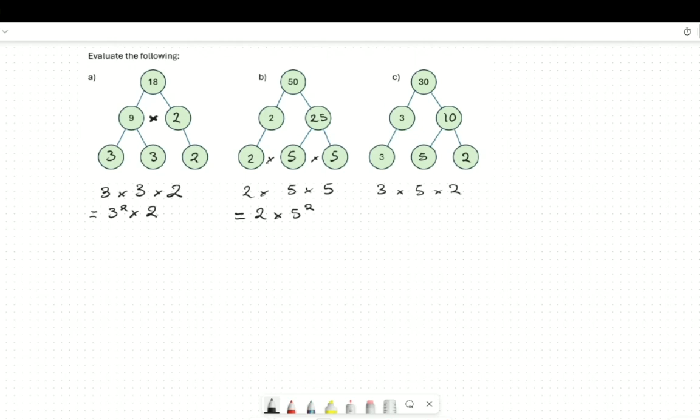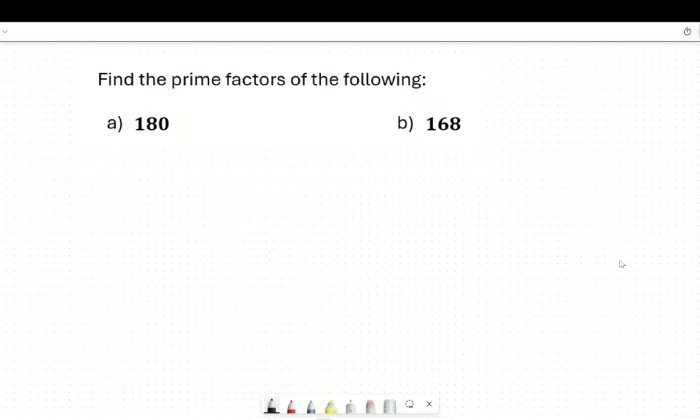Alright, let's have a look at another example. Here's another type of question you can get. They won't give you the tree, and you draw the tree for yourself. It's asking you to find the prime factors of 180 and 168. Let's start with 180. Let's break this down by 2. We know that 2 is prime, so if we reduce it by 2, at least we've got one prime number sorted out. We don't have to worry about that anymore. Let's do the same kind of tree system with 90.